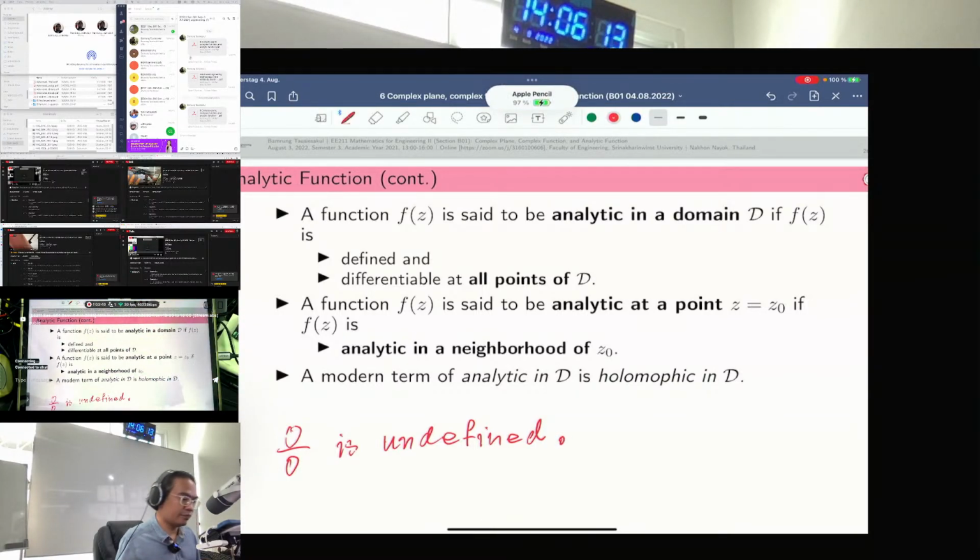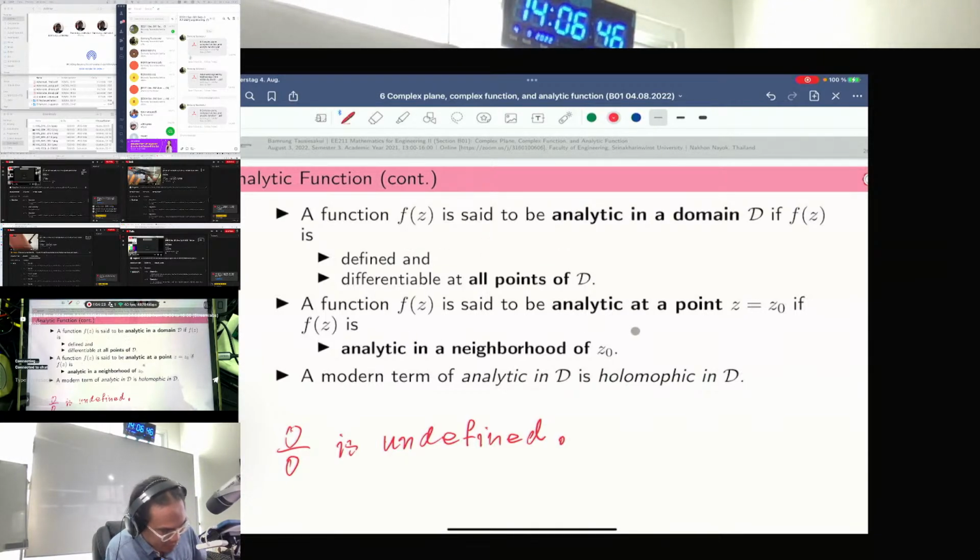Okay, we cannot find the value for 0 by 0. It means we should be able to evaluate this function from any point. I mean, this function is always defined. And this function should also be differentiable at all points of domain D. Okay, and that's the meaning of an analytic function.